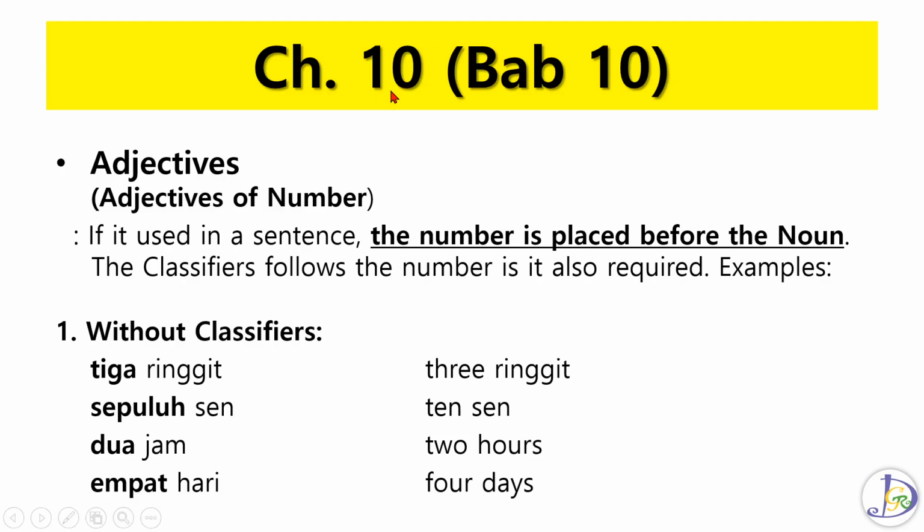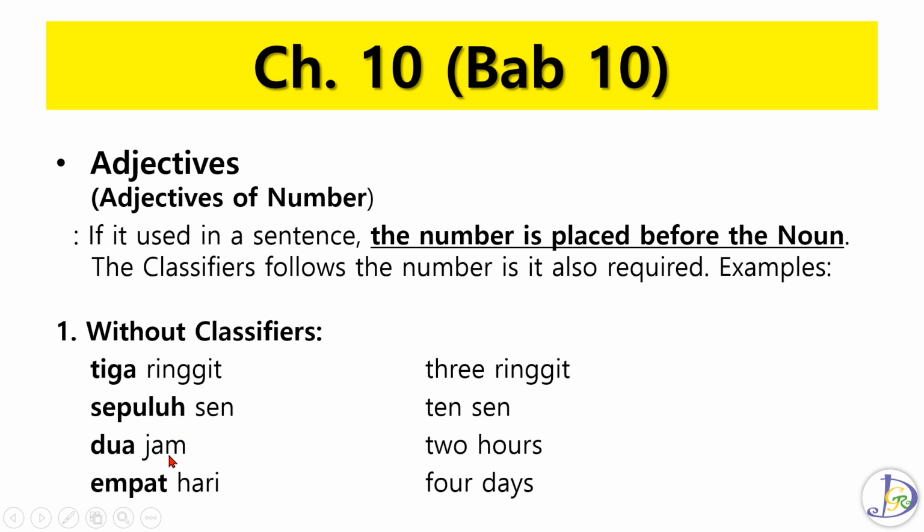Chapter 10 or bab 10. Adjectives. Adjective of number. If it is used in a sentence, the number is placed before the noun. The classifier following the number is also required. Example, without classifier: 3 ringgit, 3 ringgit. So the number is before the noun. 10 sen, 10 sen. 2 jam, 2 hours.